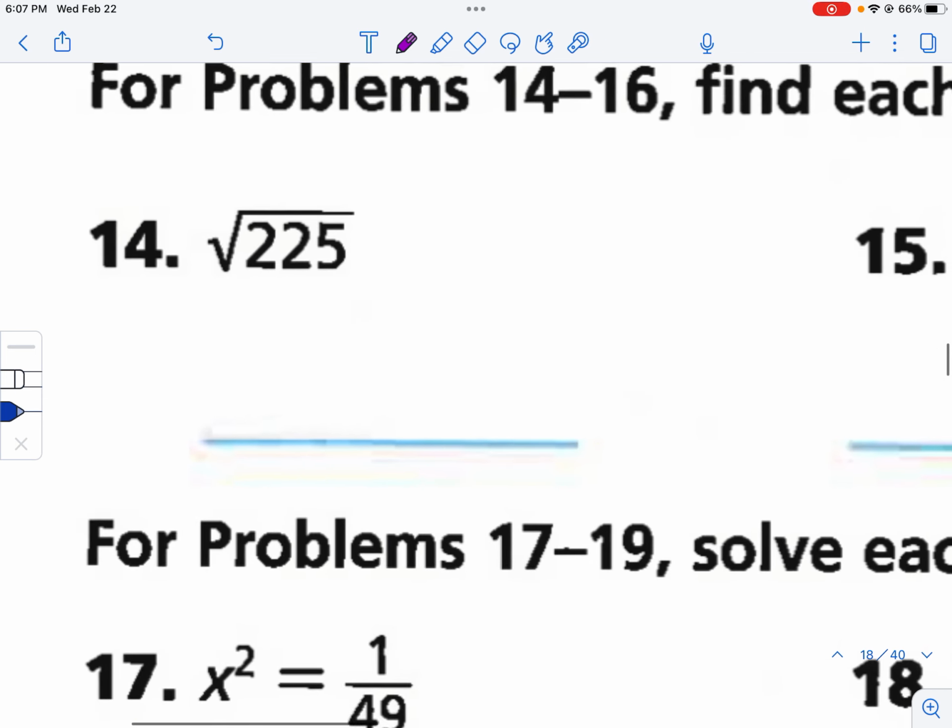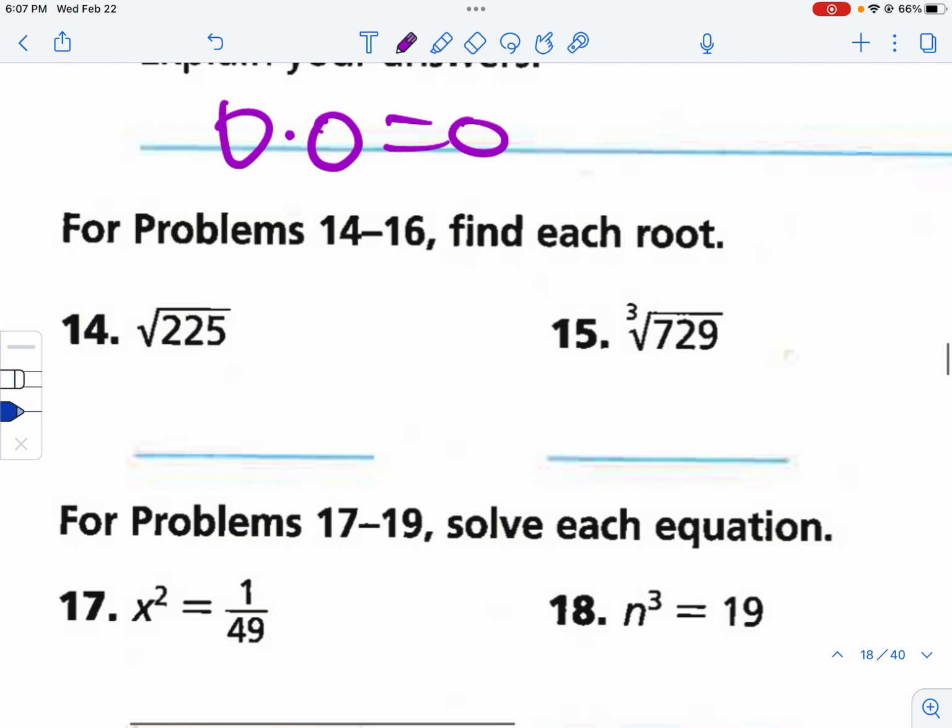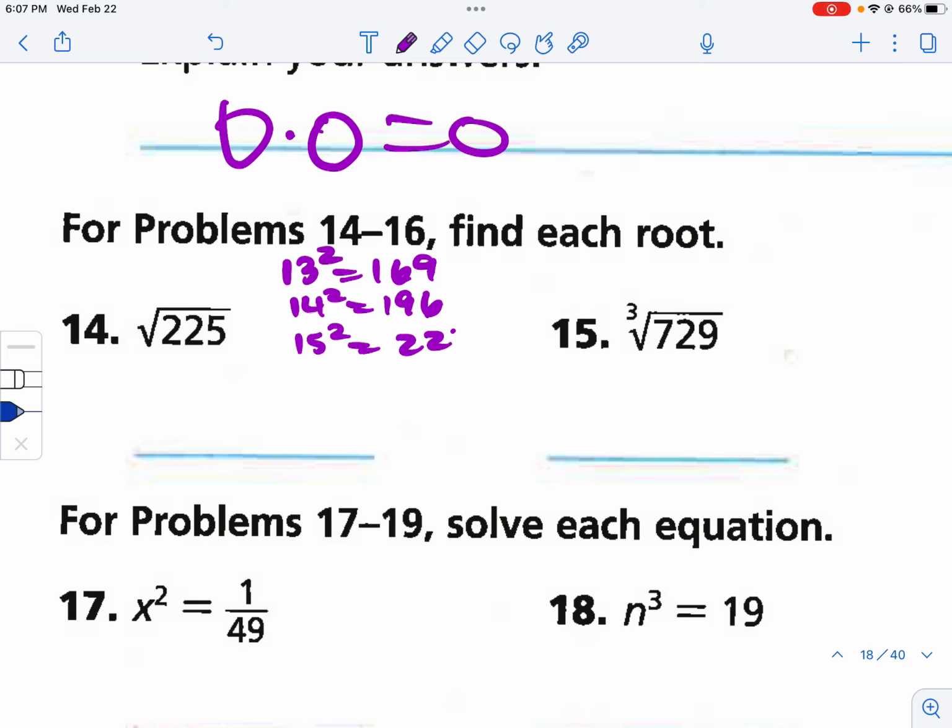Okay, find the roots. 225. Well, let's see. 10 squared equals 100. 11 squared equals, oh, we just did these up above. So I just need to go above 12. So 13 squared is 169. 14 squared is 196. 15 squared is equal to 225. So this would be 15.